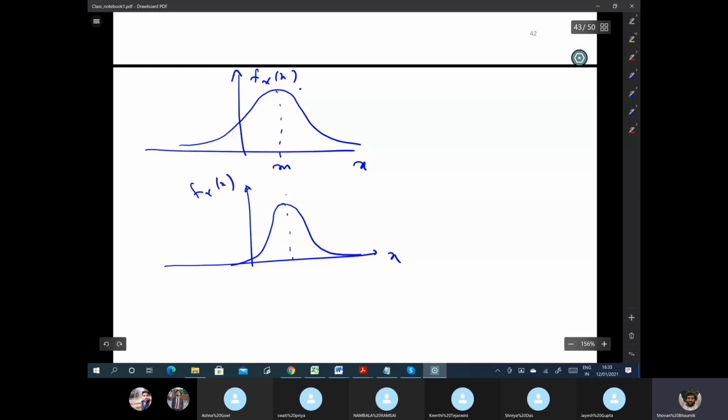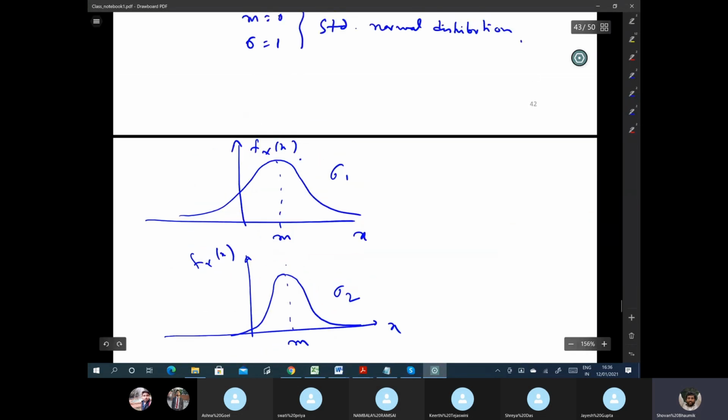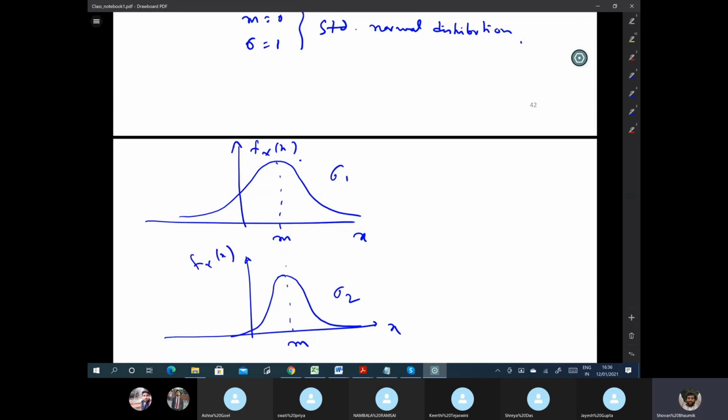If this is sigma 1 and this is sigma 2, sigma 1 is greater than sigma 2, because if your standard deviation is more, the points will be spread more and you will get a flatter curve. If standard deviation is less, you will get a very sharp curve because the points are very close to each other. Sigma 2 is less. Now there are a few other points. Suppose your mean is different, then this peak will shift. So this Gaussian curve peak comes at the mean m, and the width or flatness depends on sigma. This is a two-parameter curve.